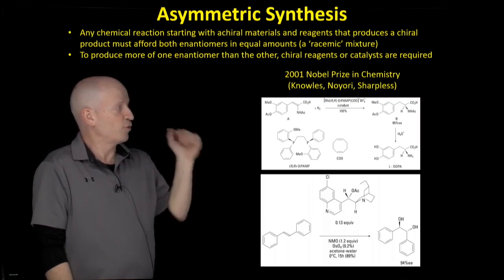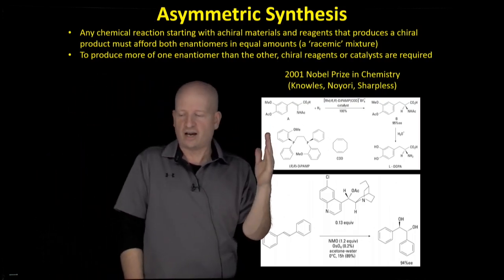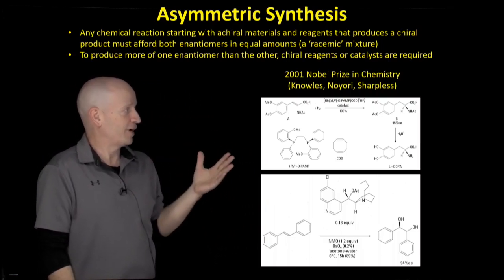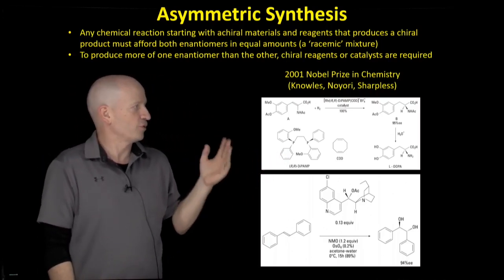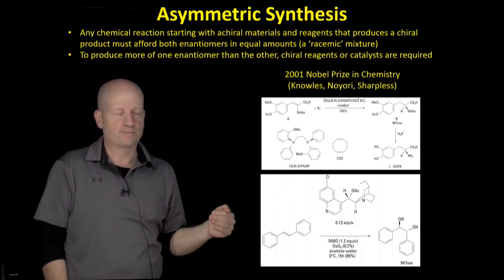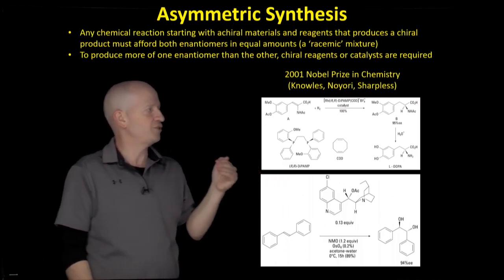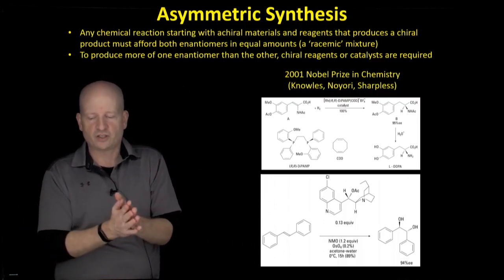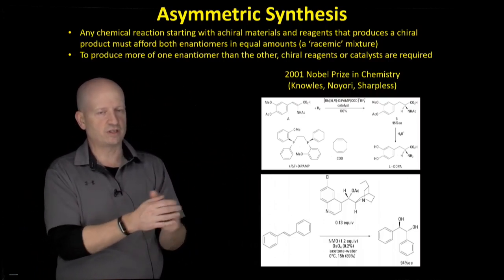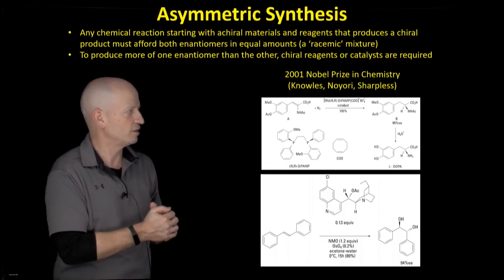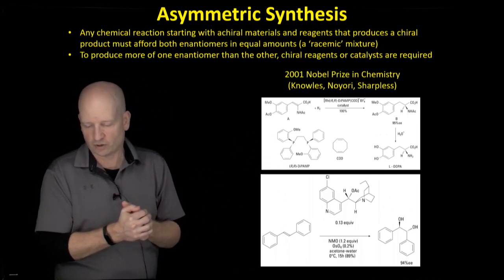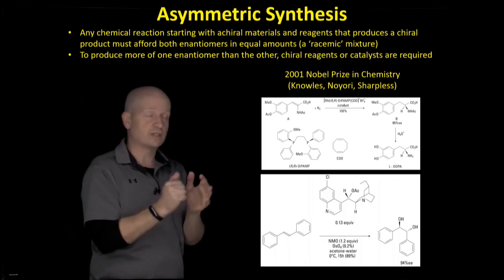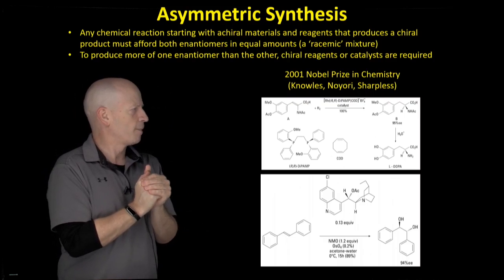Generally, again, any chemical reaction that starts with achiral molecules, where all of the reagents are achiral also, is absolutely going to produce both enantiomers in equal amounts. The only way to produce one enantiomer in preference to the other is by having the intervention of some other chiral molecules. And in this example here, we're looking at chiral catalysts. And in fact, the people that did this work won Nobel Prizes in 2001 for developing this chemistry. So it's still relatively recent, and it's extremely important.